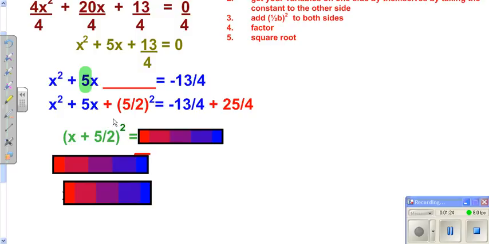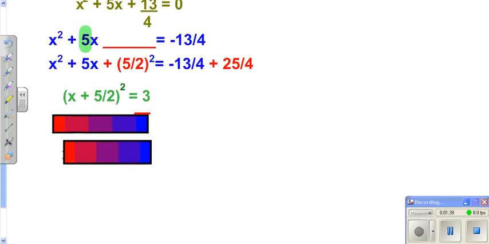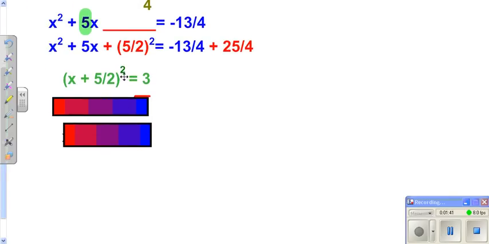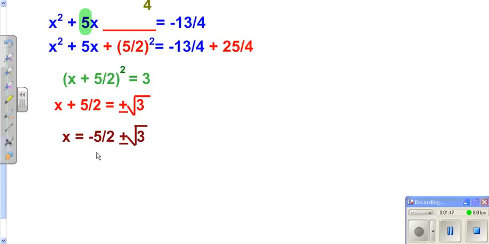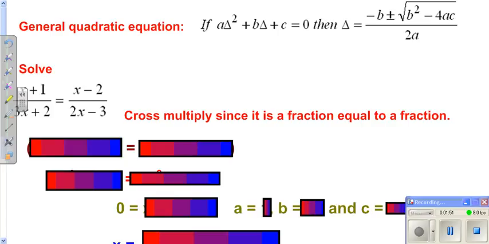If you wanted to do two parentheses side by side and factor and then get to this step, that would be fine also. On the right-hand side, you add your fractions together and really get 12 over 4. 12 over 4 is your 3. So now you want to get rid of your squaring by taking your square root. Remember your plus or minus when you take your square root, and then you have to finish solving for x by subtracting your 5/2.